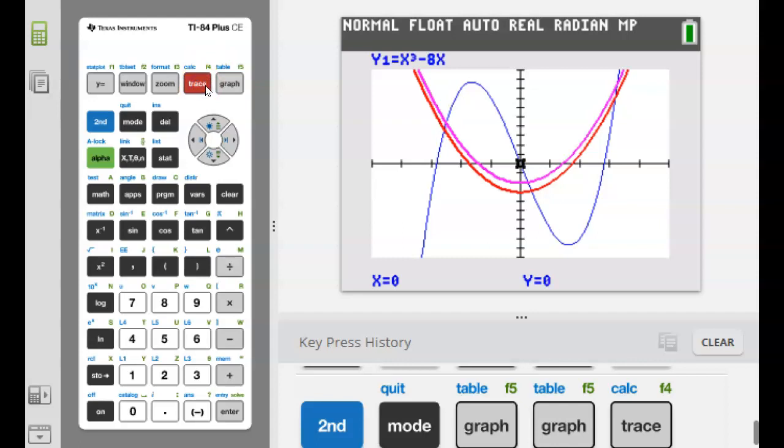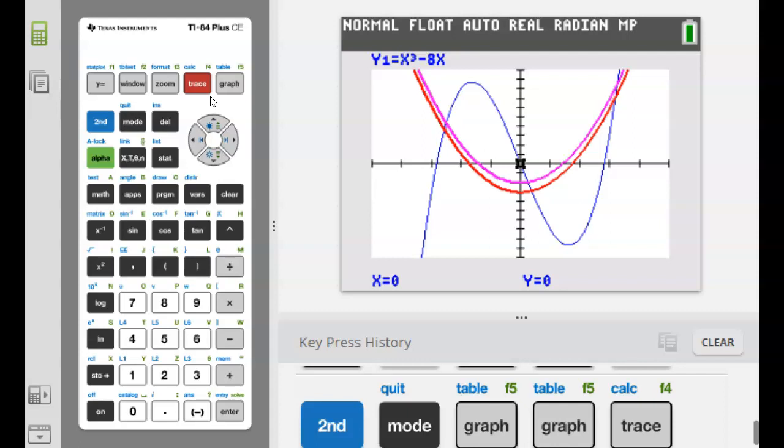So I'm going to go to my trace. And you can see right now I'm on my y1, and that's my x cubed minus 8x, which is what we expected. Okay. Now I want to go ahead and change to one of the other ones.